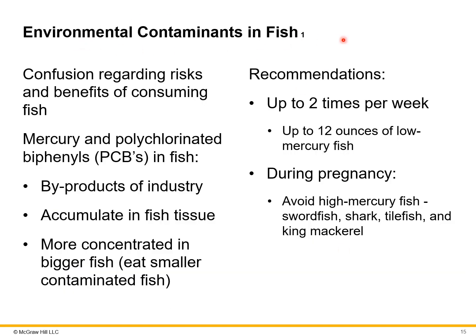Environmental contaminants in fish. There's a lot of confusion regarding the risks and the benefits of consuming fish. We know on one hand that fish tends to be a healthy, lean protein, has really good sources of omega-3 fatty acids in it, which is good for your immune system, your brain functioning and development, and then also for your heart health. However, we do know that some fish tend to accumulate higher amounts of chemicals in it, like mercury for one, and also polychlorinated biphenyls, and that's PCBs in fish.